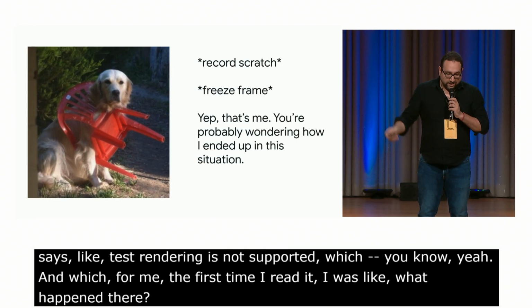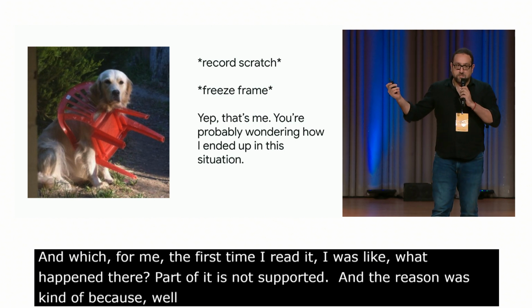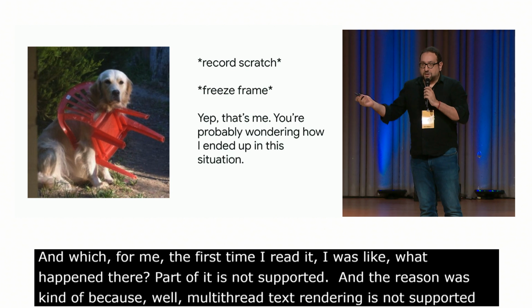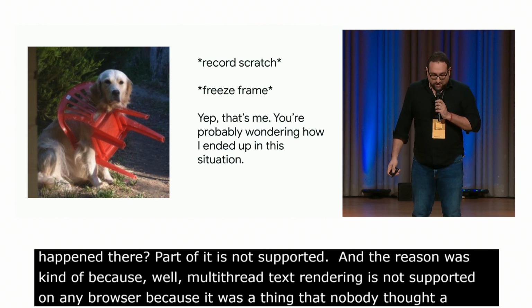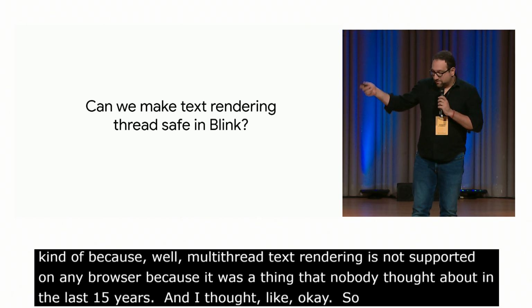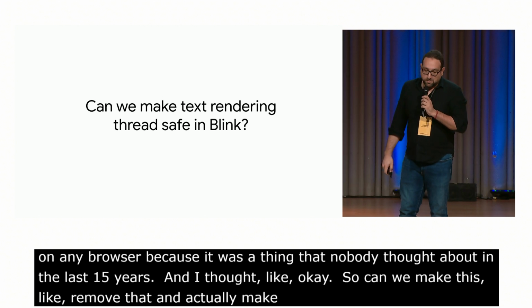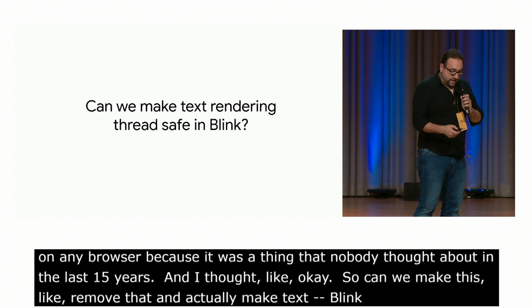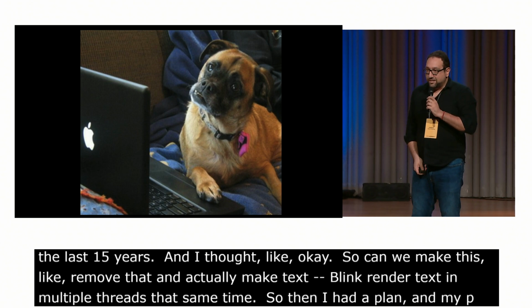The reason was that multi-threaded text rendering is not supported on any browser, because it was a thing that nobody thought about in the last 15 years. And I thought, okay, can we remove that and actually make Blink render text in multiple threads at the same time? So then I had a plan. My plan was to just stare at code and try to figure out how to do that.